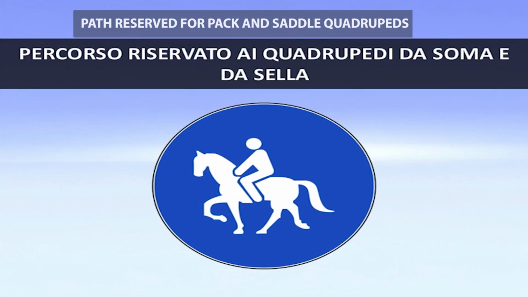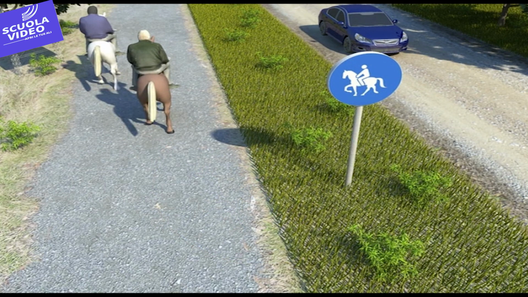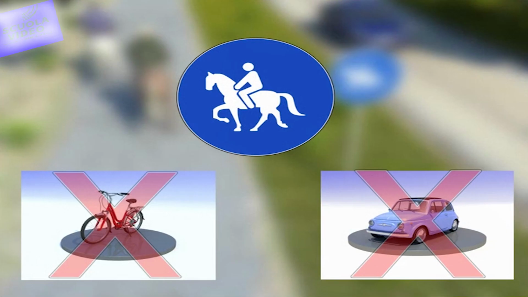Path reserved for pack and saddle quadrupeds. This sign is placed at the beginning of a path reserved only for saddle and pack animals, therefore, it does not allow the transit of vehicles with and without engines. Attention in the quizzes: the signal does not concern any precedence to animals, as it is a path reserved for them.